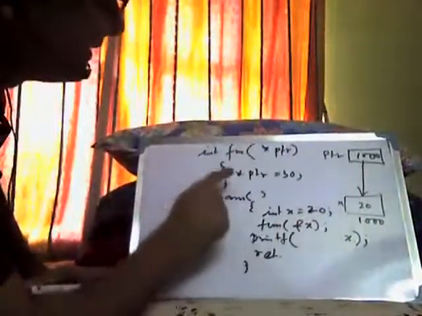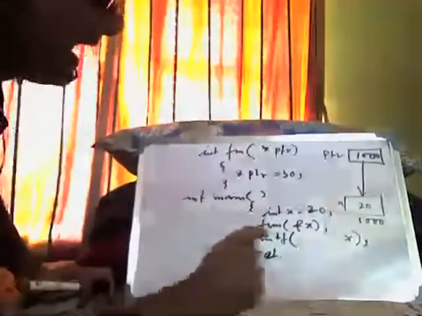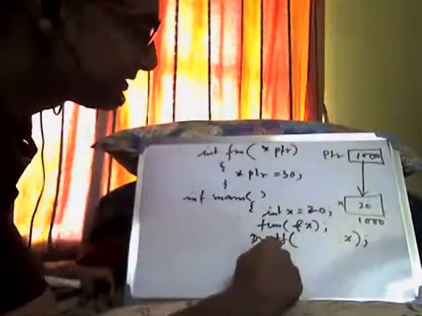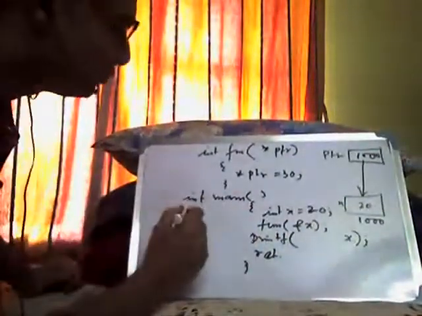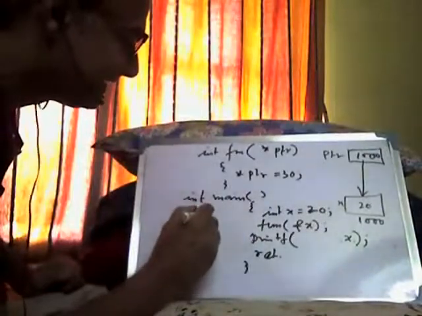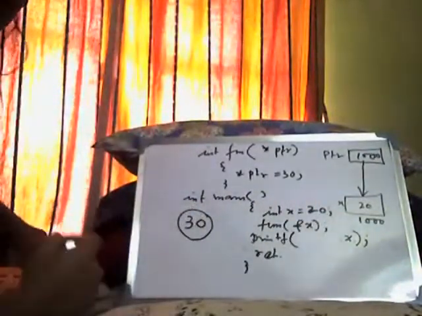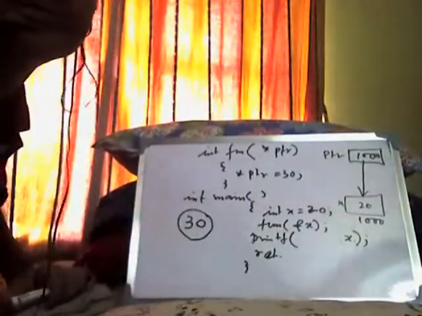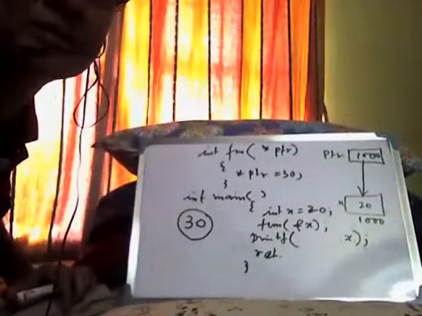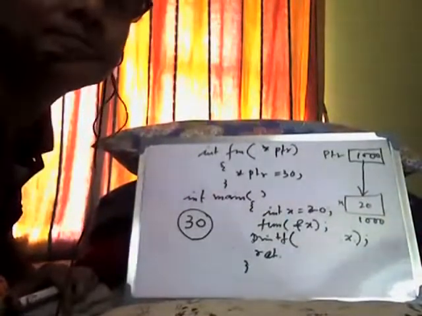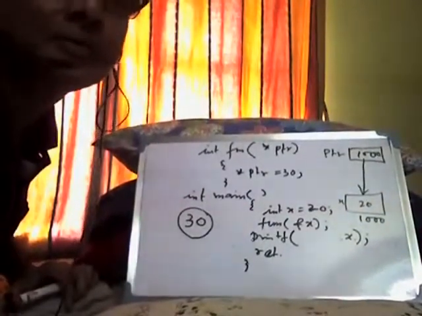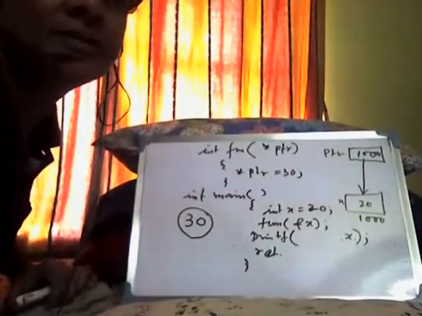Now you see, if star pointer is equal to 30 and you want to see the value of x here, the printed value will definitely be 30. That means you can get the flavor of parameter passing by reference. So these are the pointer variables, right?